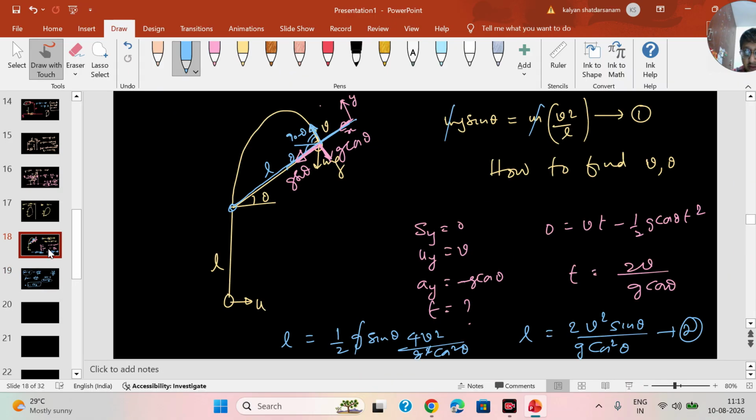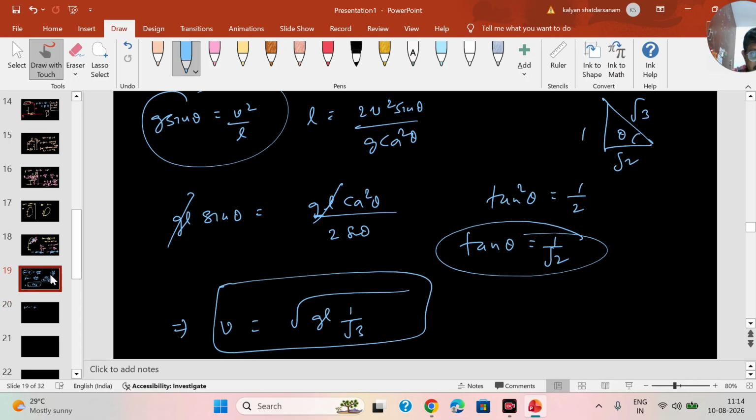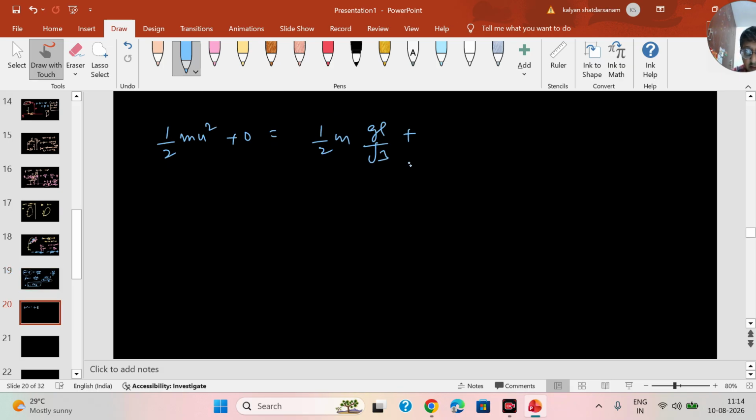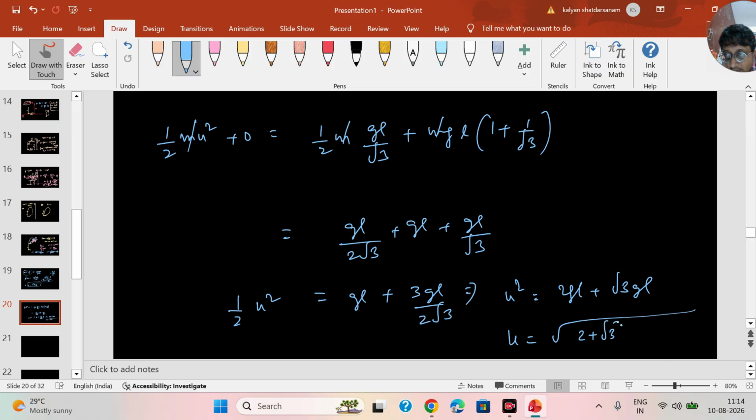You can use energy conservation now. At the lowest point, there is half m U square kinetic, no potential. When it loses tension, there is half m V square. We already found V square, gL by root 3, plus potential mgL into 1 plus sine theta. What is sine theta? We just now got 1 by root 3. So from here, m can be cancelled. If I simplify this, gL by 2 root 3 plus gL, and taking the LCM, that is half U square. So U square is going to be 2gL plus 2 root 3 gL over... so U is going to be root of 2 plus root 3 times gL.